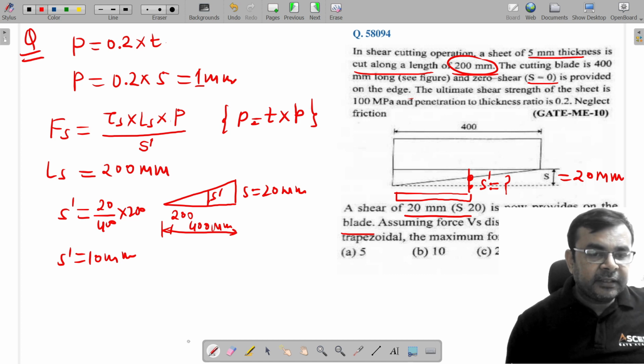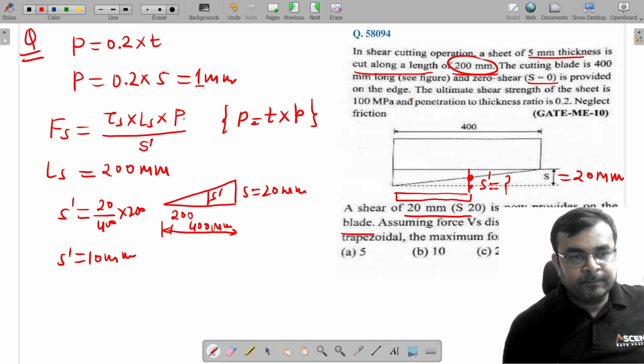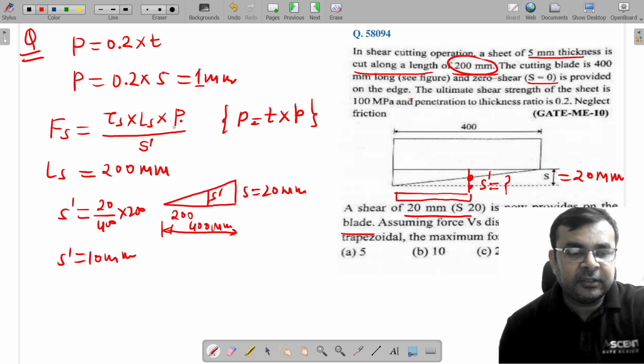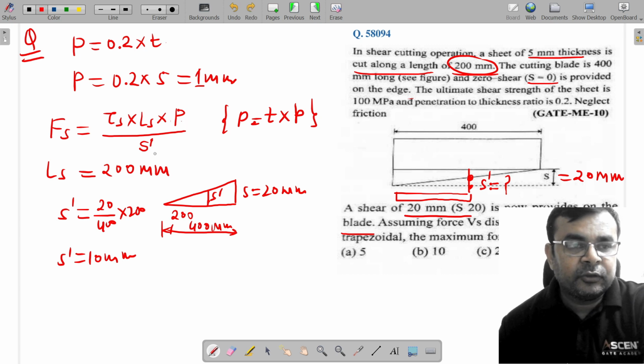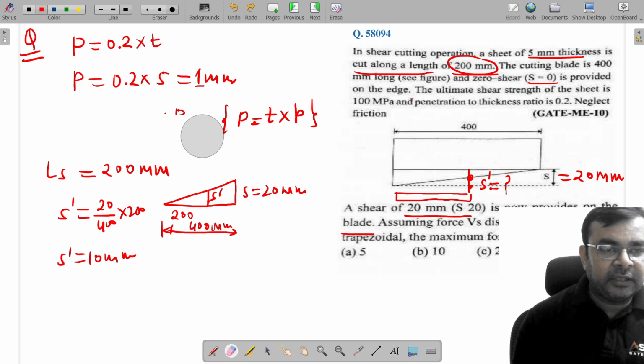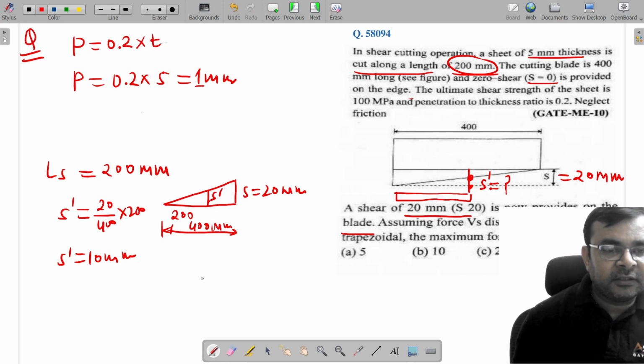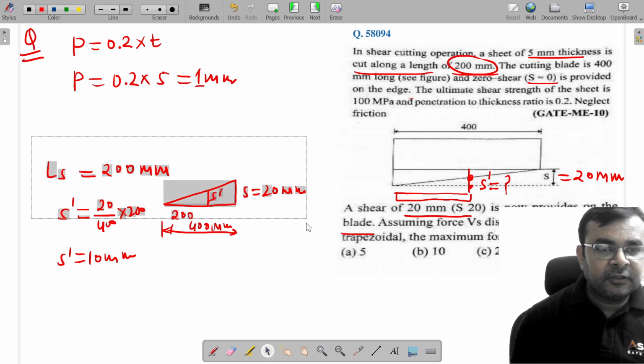It is incomplete because you can say this is tau s into length into this p. Correct? Percentage of penetration only. So this millimeter is cancelled with this, so here we get Newton per millimeter as the answer. That's why it is wrong. So let me check this formula again. But the remaining calculation is correct.